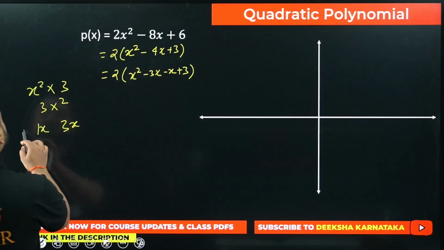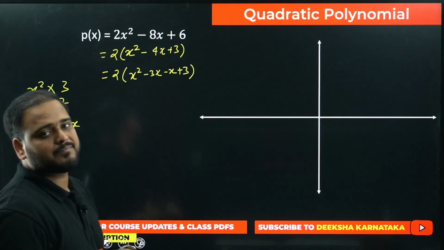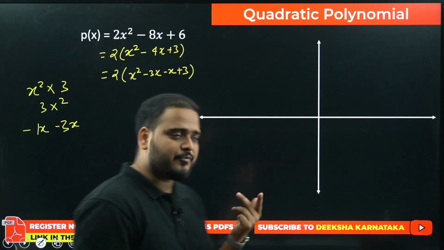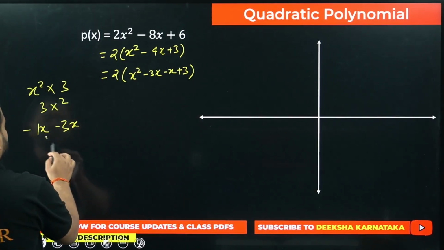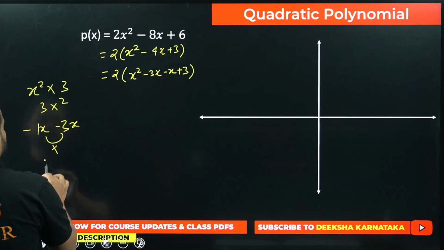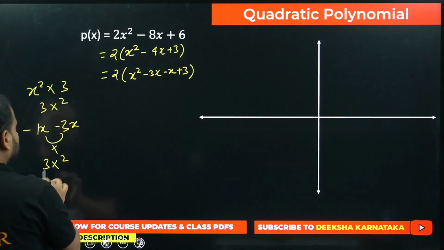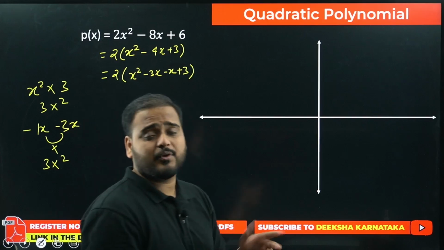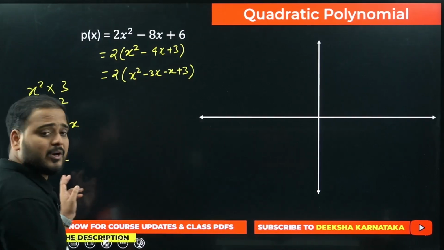So I can put both places with minus and add them. So minus 1x and minus 3x. If you multiply these two, what are you gonna get? You're going to get simply 3x square, because minus into minus is plus, and 3 into 1 is 3x square because of the two x's. So I have 3x square value over here.